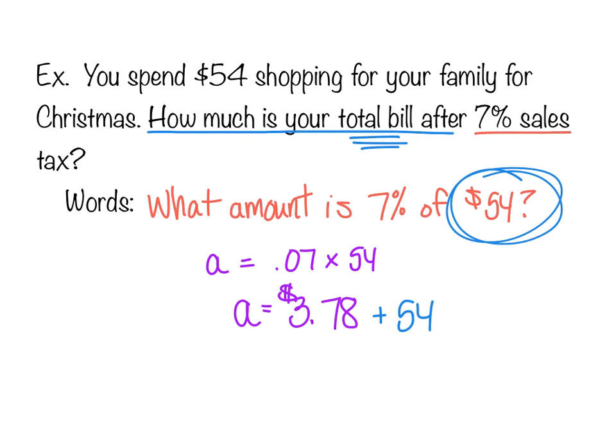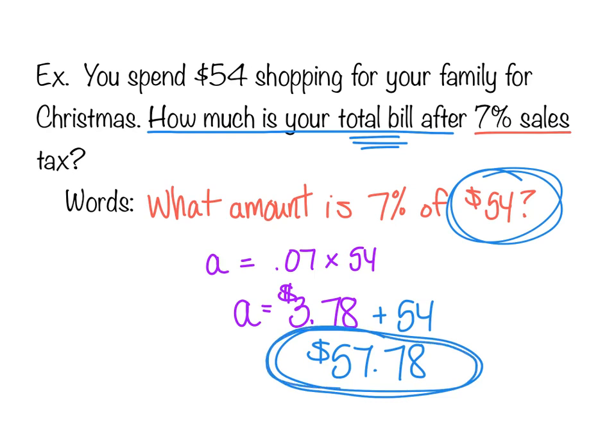So I need to add those together, and if you add those together, that gives you $57.78. So that's what our bill is going to be when we get to the cash register, right? That's how much they're going to charge us. $54 for what we bought plus $3.78 for that tax that we just figured out.